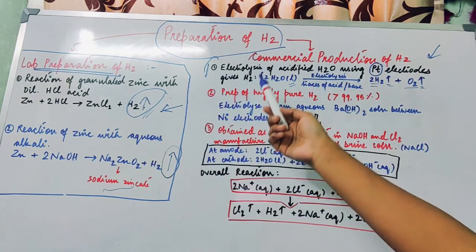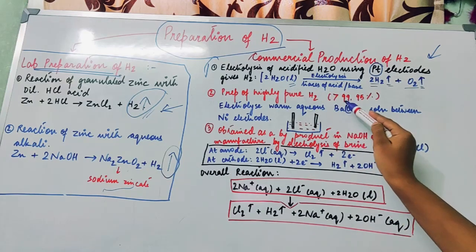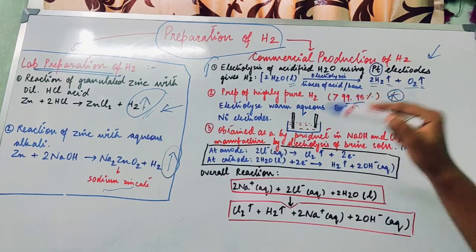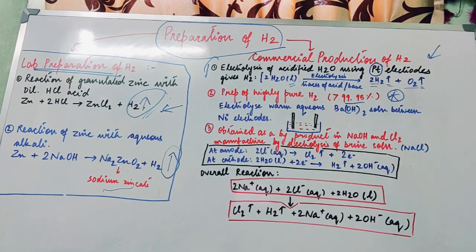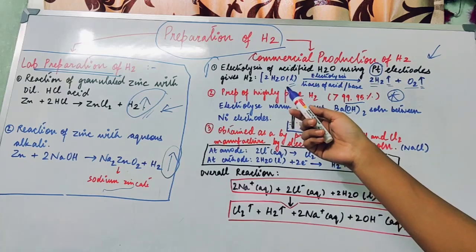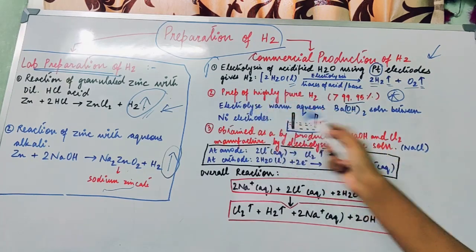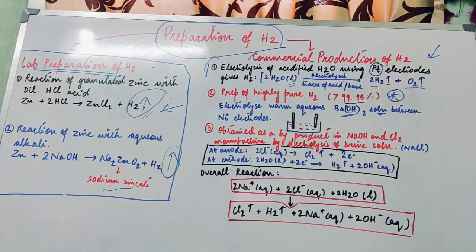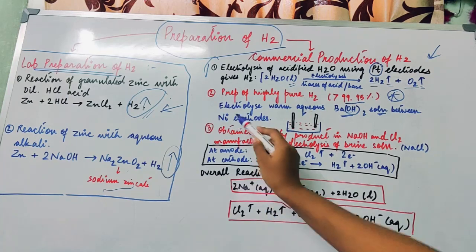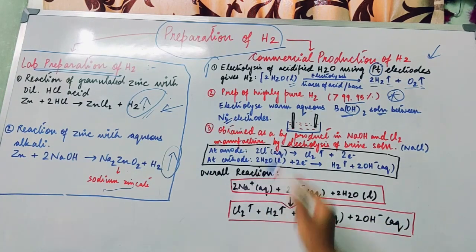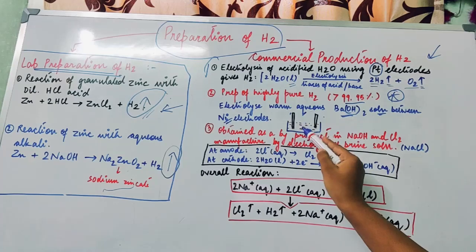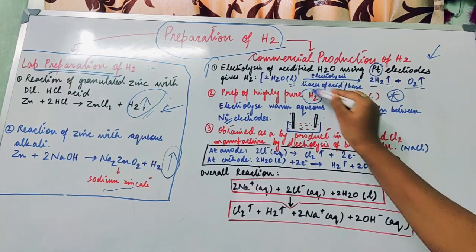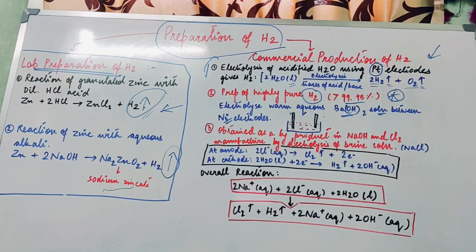The second method is preparation of highly pure hydrogen, greater than 99.95 percent. This might come as a question: what is used in the preparation of highly pure hydrogen? We use barium hydroxide solution, Ba(OH)2, in the presence of nickel electrodes. There are two nickel electrodes and the presence of Ba(OH)2 solution, and then what we get is dihydrogen by the process of electrolysis.